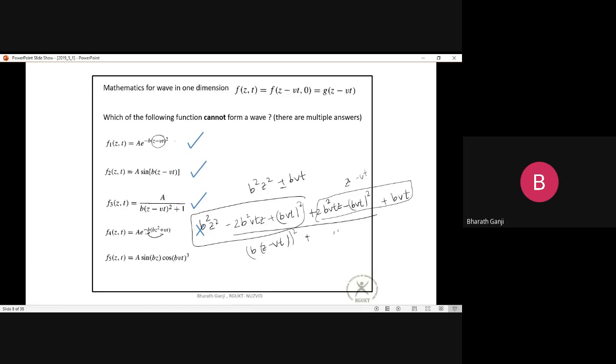You can take MATLAB and you can plot those things in MATLAB and you can check also. Okay, and the same thing goes for this function also. You cannot express this function also as a function of z minus vt. You can apply any trigonometric formulas, but you can never express that as a z minus vt function.